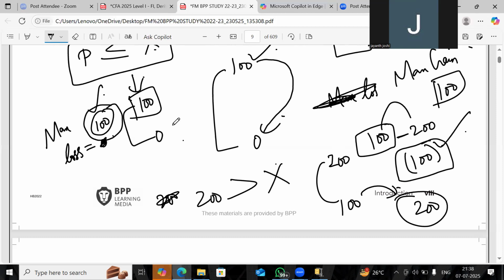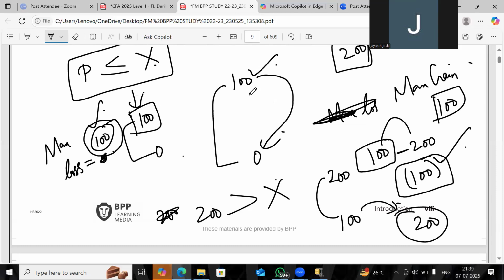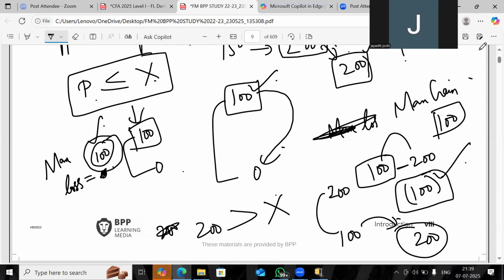The total loss would have been how much? Only 100. And if this has to give me a gain, if it goes to zero, I'm speaking about a put option, the maximum gain would have been 100. And again, I'm paying 200. So there's a loss of 100. So in either case, it doesn't make sense for me to take a put option whose premium is higher than the strike price. Always it should be less than the strike price. So this is the upper bound. Now let's go for the lower bounds.